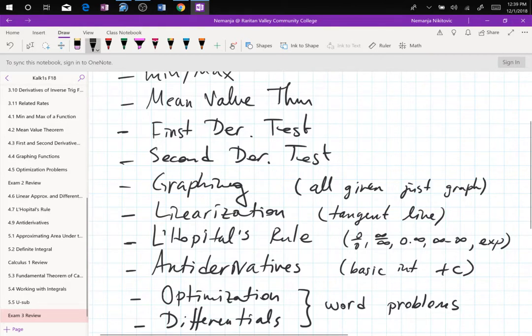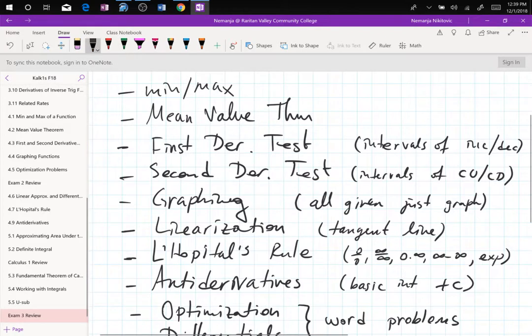Separate problems for first and second derivative test. These are different functions on different pages. They have nothing to do with each other. First derivative test, you need intervals of increase, decrease. That's your answer. And over here, intervals of concave up, concave down.